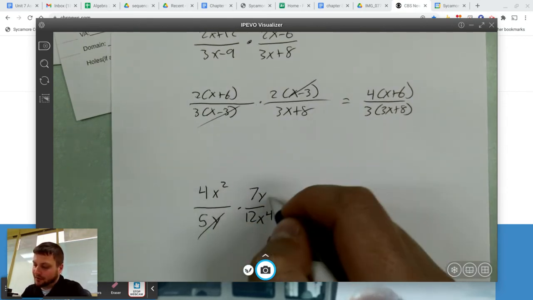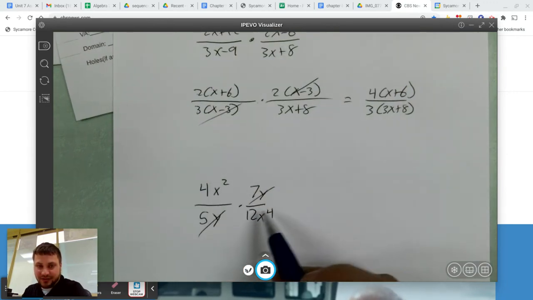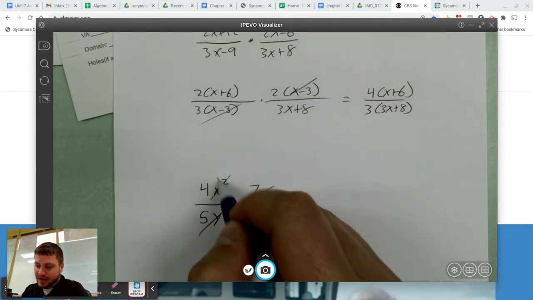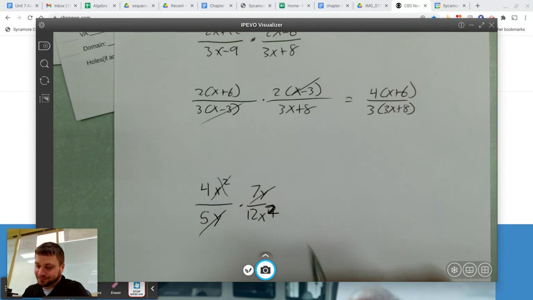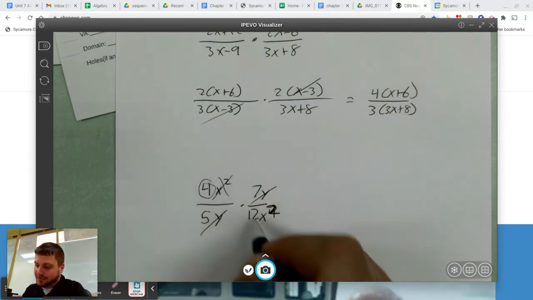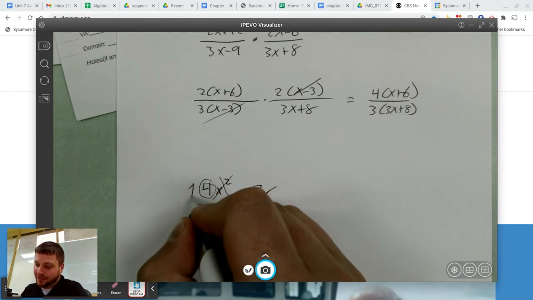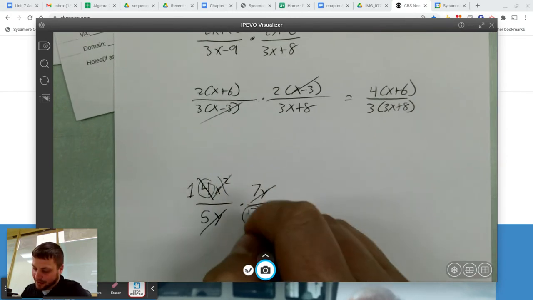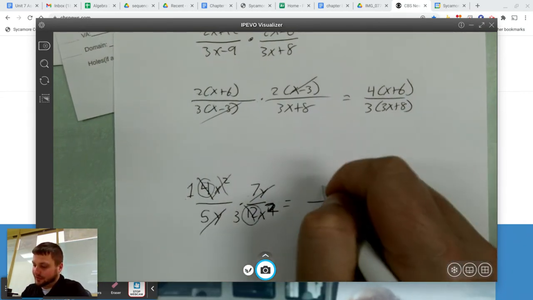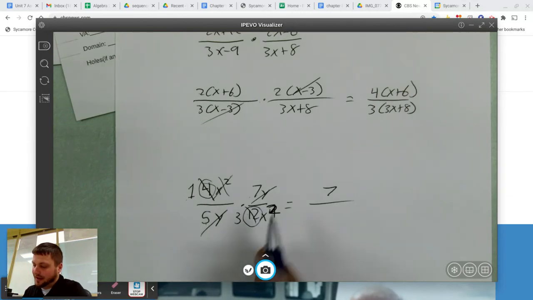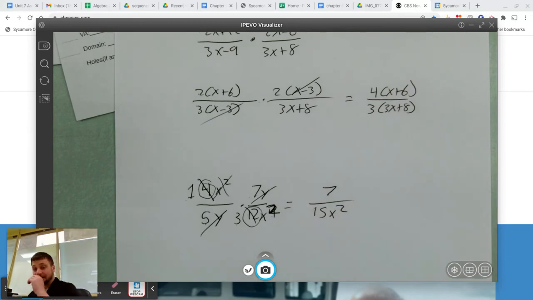Okay, so y's gone. I have x squared on top and x to the 4th on bottom. So this x squared can cancel out 2 of these, so I'm just left with x squared on the bottom. And now I want to reduce these numbers because I see that they have a GCF of 4. So 4 divided by 4 leaves me with a 1. 12 divided by 4 leaves me with a 3. So now on top I have 1 times 7 is 7. On bottom I have 5 times 3 is 15. And then I still have my x squared. And that one's done. Okay?